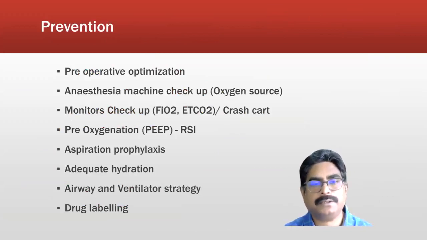So prevention is better than cure. So you do a thorough preoperative optimization, and the anesthesia machine check is a must. You check the oxygen source, whether the additional cylinders are available and the central oxygen supply is okay. Check the pressure, and the monitors check-up. FiO2 monitors and your capnography, crash cart, all should be checked. And pre-oxygenation should be with CPAP and RSI, and aspiration prophylaxis. Adequate hydration should be there, and airway and ventilator strategy should be there, and drug labeling is a must.